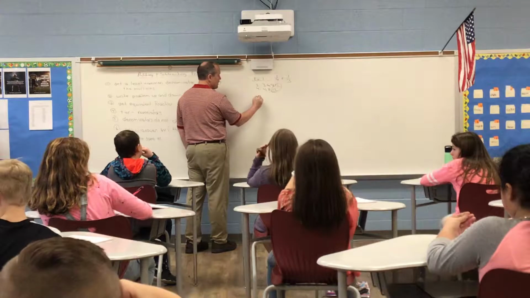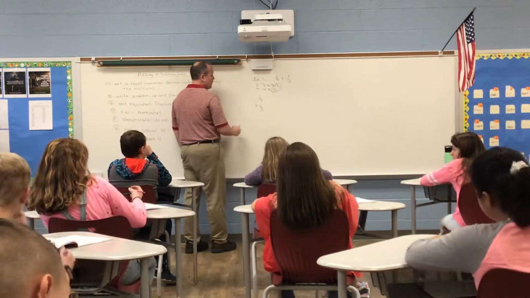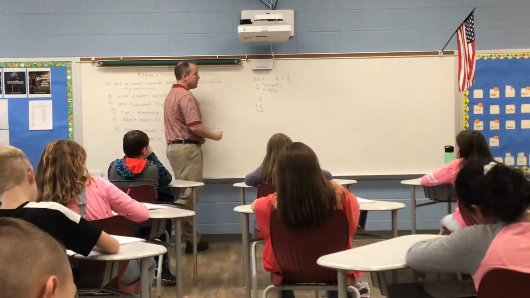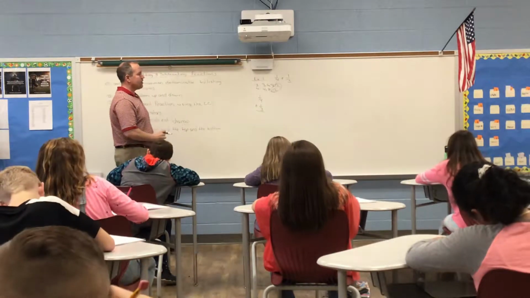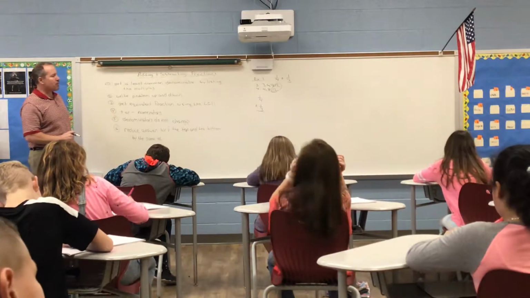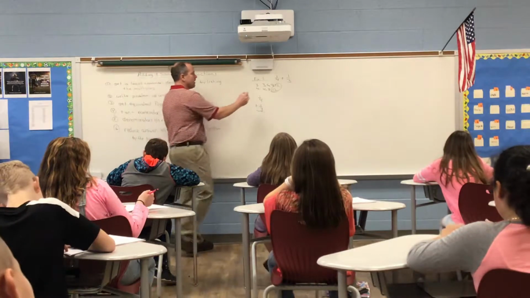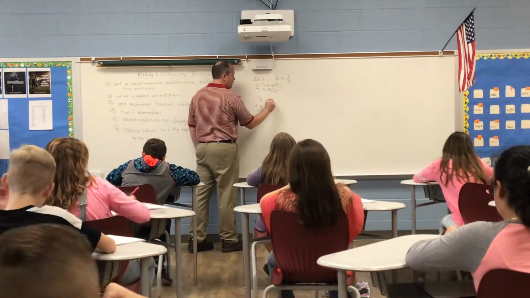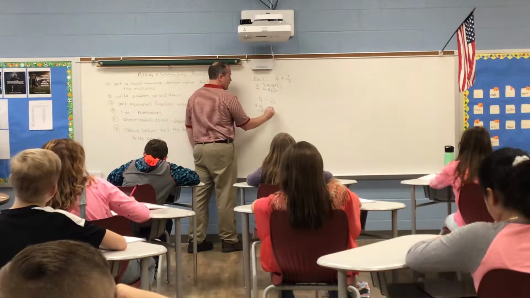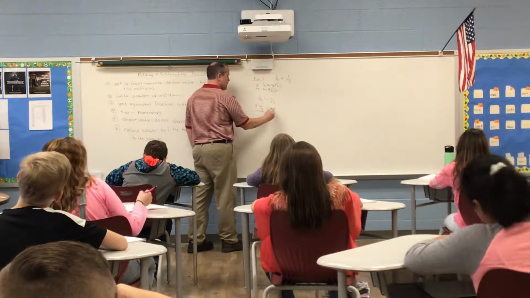So now we're going to write the problem up and down. One-fourth plus one-third. Okay, so now that we've written the problem up and down, we're going to get the equivalent fraction using this least common multiple. So one-fourth equals something over 12, and one-third equals something over 12.